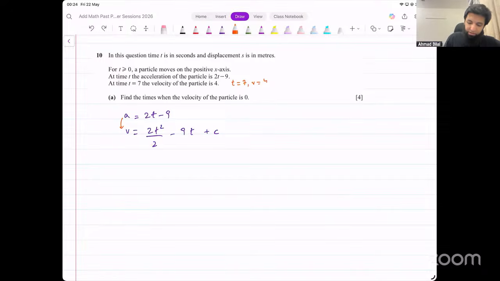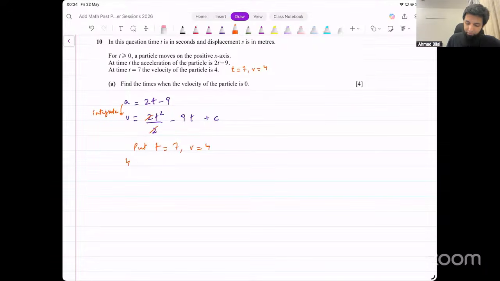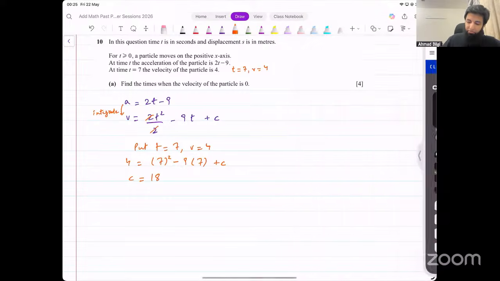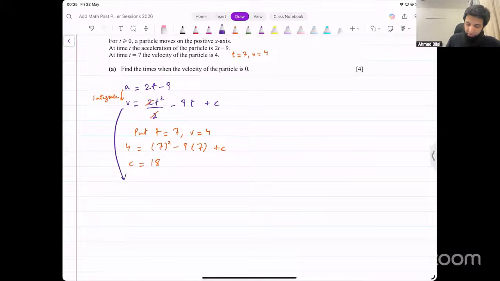How do you find the value for c? You have a point given for that. T equals 7, v equal to 4. Let's input that point. That gives us 4 equal to 7 squared minus 9 into 7 plus c. And that will give you the value for c. Let's see what that turns out to be. 4 minus 49 plus 9 times 7, and that's 18. So the velocity function, therefore, becomes v equal to t squared minus 9t plus 18.